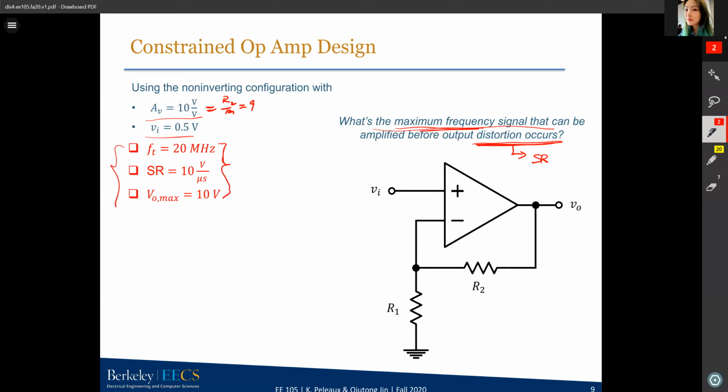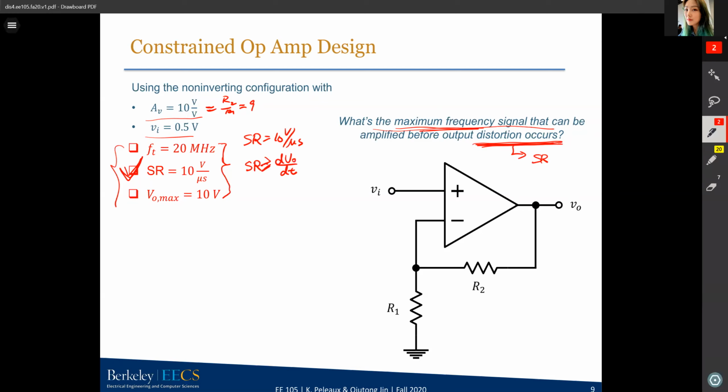So first, since distortion occurs, I think this is mostly related to the slew rate. So I'll use the slew rate to finish my design first. Our slew rate is 10 volts per microsecond, and the slew rate is usually dV over dt, the slope of the output voltage. If we want our output voltage not distorted, that means the slew rate must be greater than or equal to dV naught over dt.